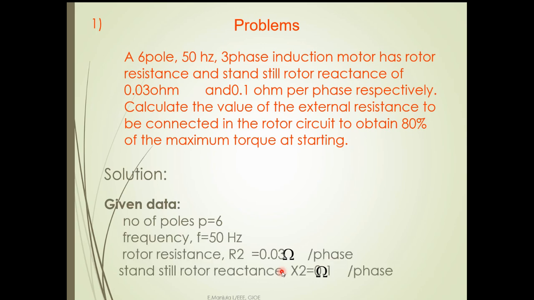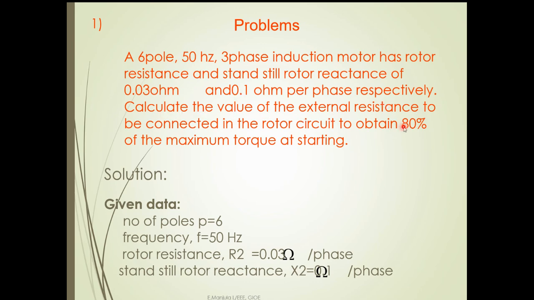So now we'll see some of the problems. Problem number 1. First of all, we need to analyze the problem. Study it, analyze it, and make a note of all the given data and of what we have to find out. Here, a 6-pole, 50 hertz, three-phase induction motor has rotor resistance and standstill rotor reactance of 0.03 ohms and 0.1 ohms per phase respectively.